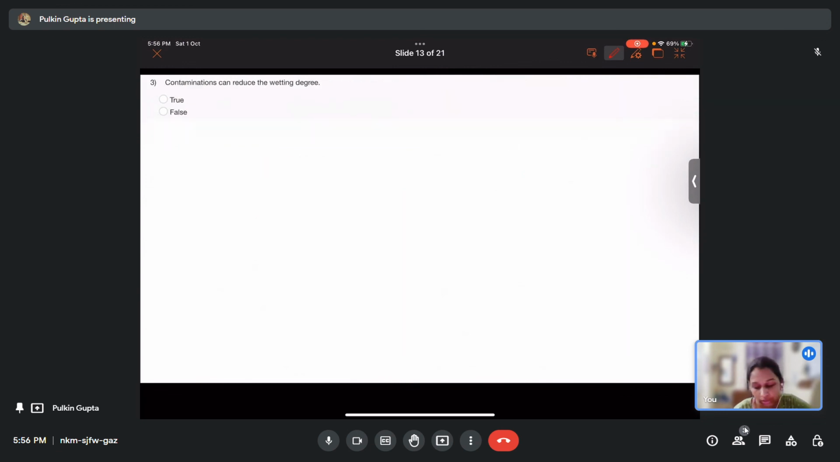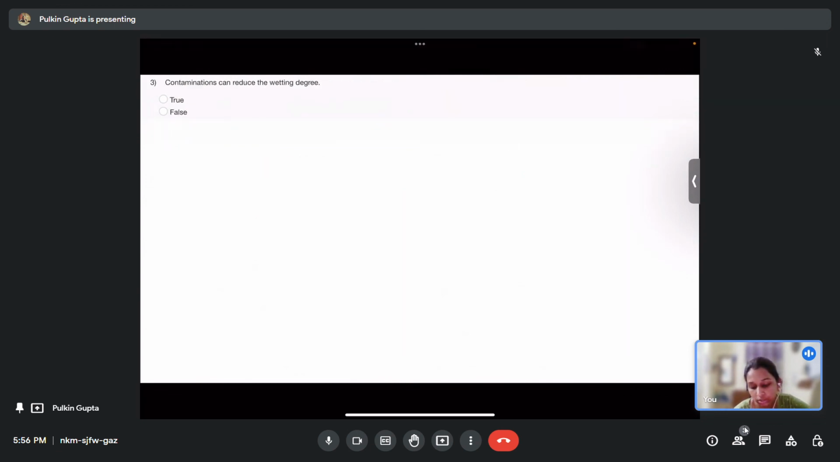Now, next question. Contaminations can reduce the wetting degree. True or false? Yes, it is true. It is because of these contaminations only that there is lesser wetting. Okay, and hence you have this balling effect. Now, question 4. Porosity is a common defect in additively manufactured products. True or false? Yes, this is true.